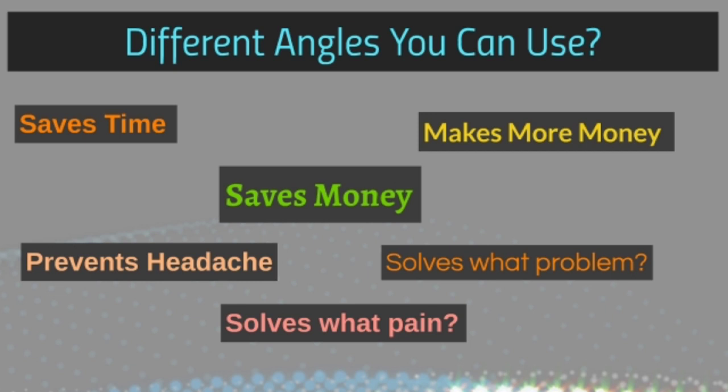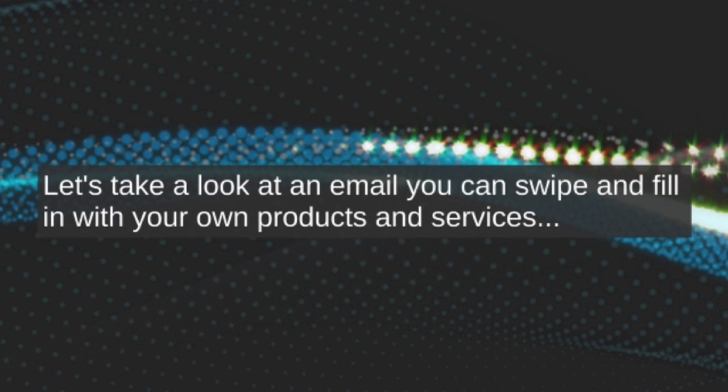So these are different angles that you can use, and if you want to just pick and choose 3 to 4 and just run with it, you'll see in just a minute how I write the benefit emails, and then you can apply that to your own product or service. So let's take a look at an email that you can actually swipe and fill in the information with your own products or services. The goal is that by the end of this whole video course, you should have an email course written up. So let me go ahead and show you that right now.